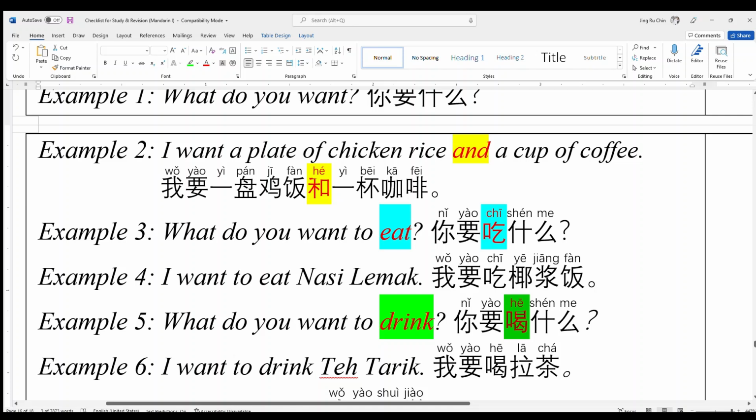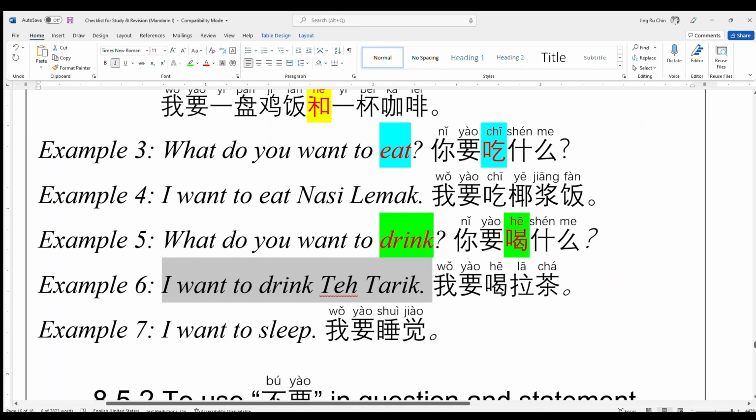So let us read this sentence first. What do you want to drink? Awak mau minum apa? 你要喝什么? 你要喝什么? Okay? Now, then you can say, I want to drink teh tarik.